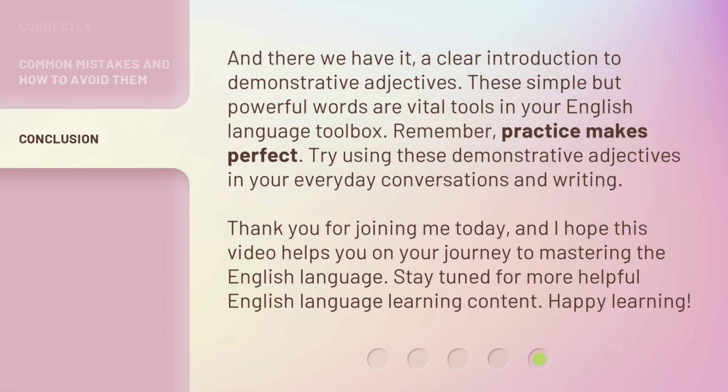And there we have it. A clear introduction to demonstrative adjectives. These simple but powerful words are vital tools in your English language toolbox. Remember, practice makes perfect. Try using these demonstrative adjectives in your everyday conversations and writing.